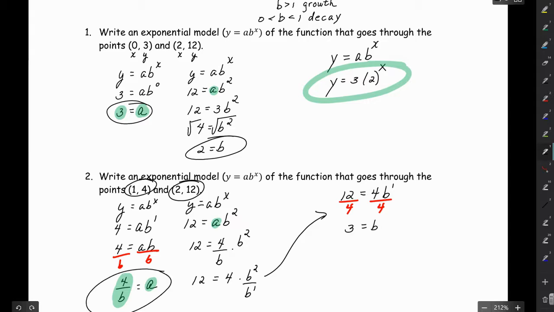So I know that a is 4 over b. So I'm going to say a is equal to 4 over b, or in this case, now that we know b is 3, a is equal to 4/3. So the last step then, just like in the last problem, is to write out my model. Well, my model is in the form y equals ab to the x. We know that a is 4/3, and we know that b is 3.